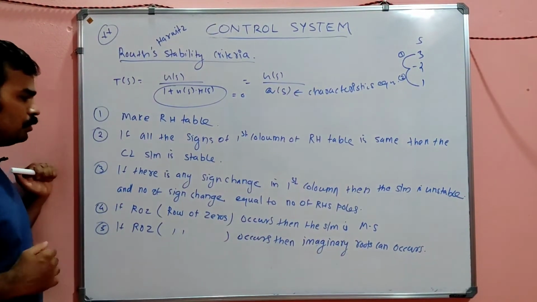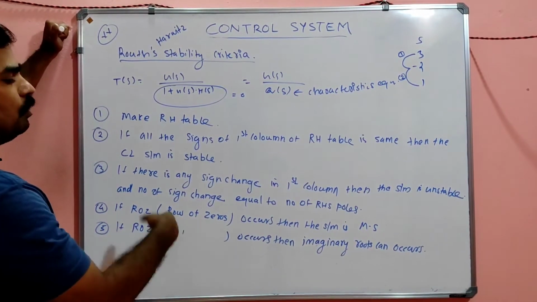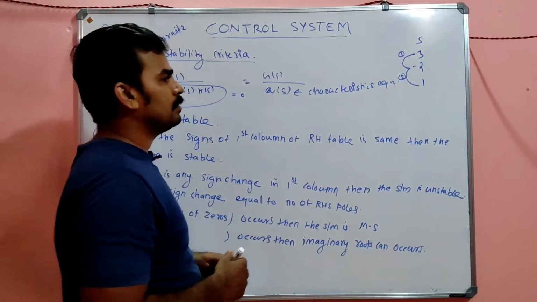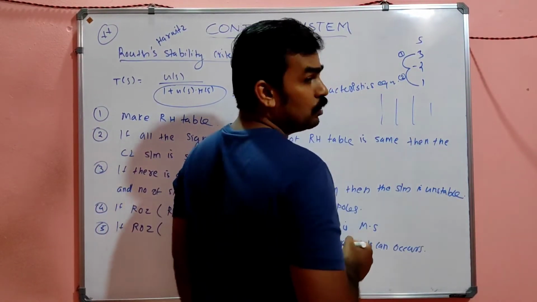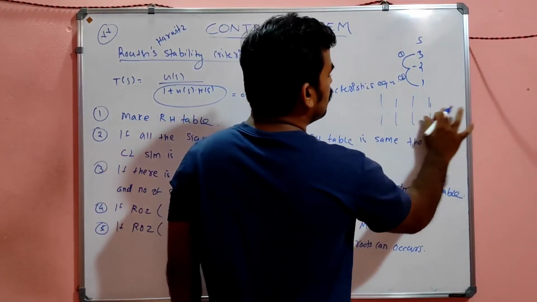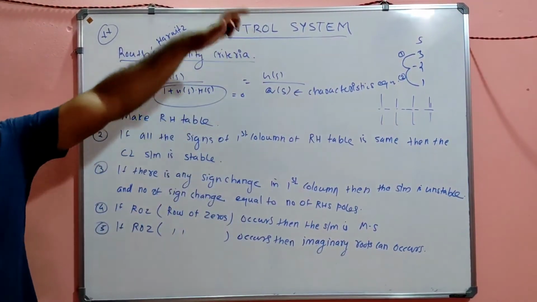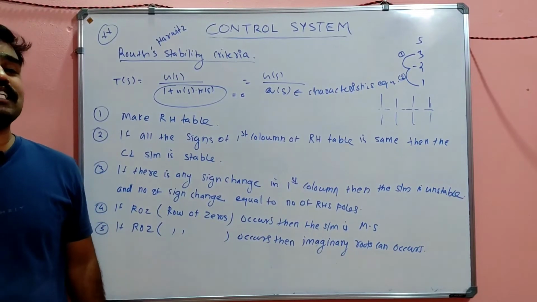And see one more thing. What is that? If a row of zeros occurs, then the system is marginally stable. That means, I will explain. In the Routh stability criteria analysis, or RH table, there are many rows and columns. Suppose some row contains all zeros, then we can definitely say that the system is marginally stable.